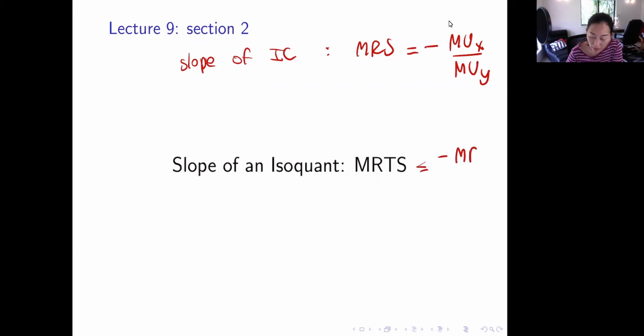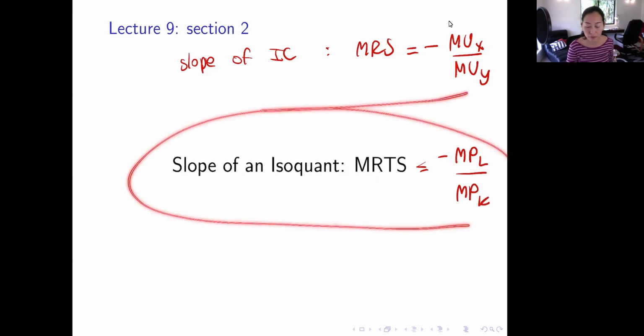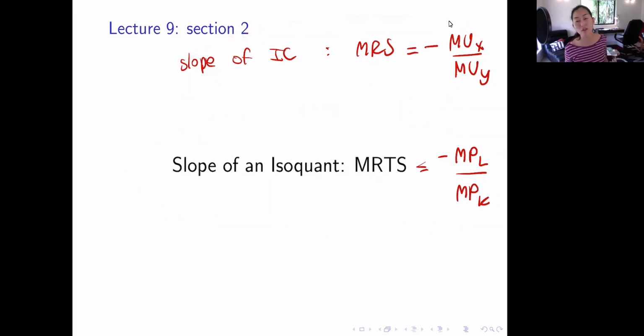negative MPL, marginal product of labor, over MPK, the marginal product of capital. And it is just, in a nutshell, a summary of the slope of isoquant when compared to the slope of indifference curve.